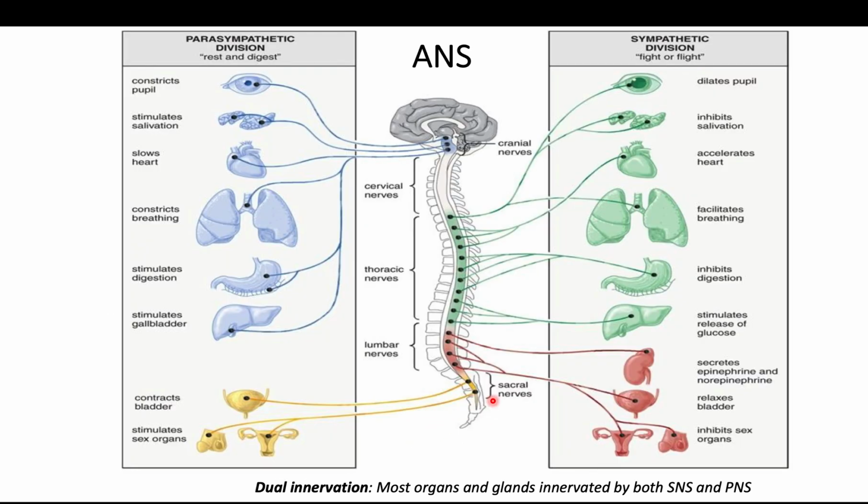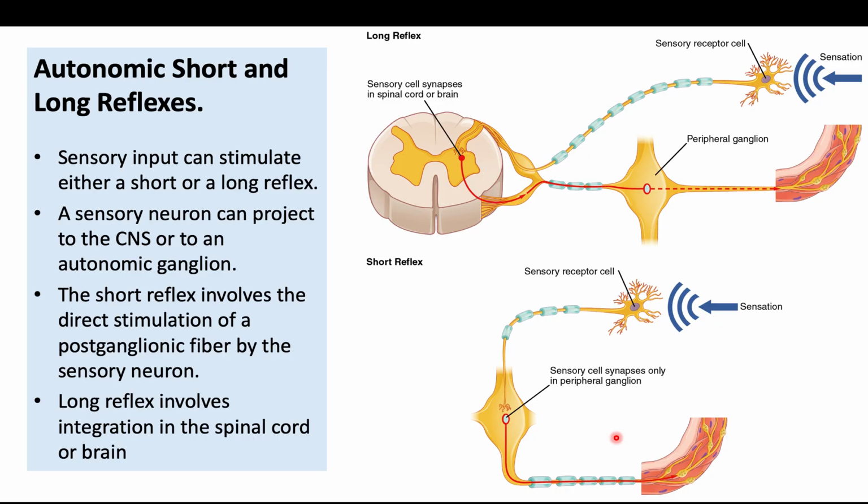Okay, so here are examples of dual innervation of the organs. For example, you have the eyes, especially the pupils. You have the salivary glands, the heart, the bronchioles of the lung and respiratory system. You have the stomach and the liver. You have the adrenal medulla, which is only the sympathetic system. And then you have the urinary bladder, and you will also have the reproductive system.